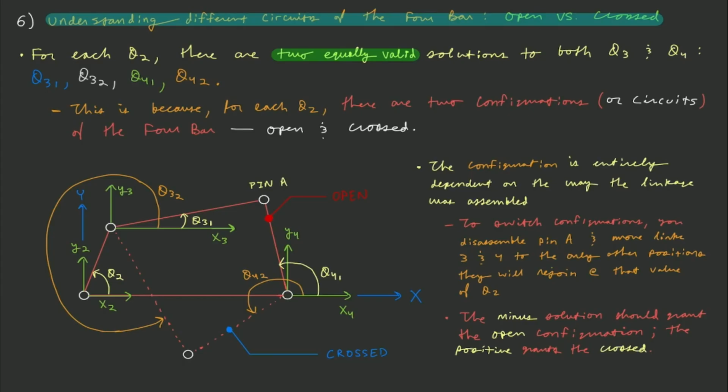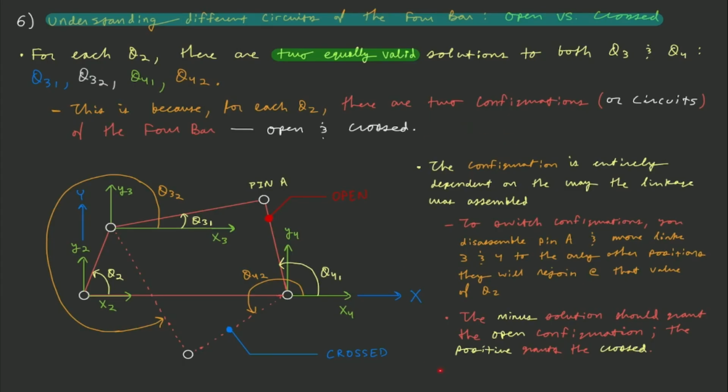And how do you switch from one circuit to the other? Well, you actually have to disassemble the linkage and reassemble it in the other configuration. Like I said, you have to disassemble pin A and bring it from open to crossed, and then the same thing: once it's in crossed, disassemble pin A and bring the links right back up, and that gives you the open configuration again. So which configuration your linkage is in depends on how it's assembled, and that's the only way you can change between circuits. It's not going to go spontaneously from open to crossed or from crossed to open. If you assemble it in the open configuration, it will be in the open configuration until you change it. If you assemble it in the cross configuration, it will be in the cross configuration until you change it.